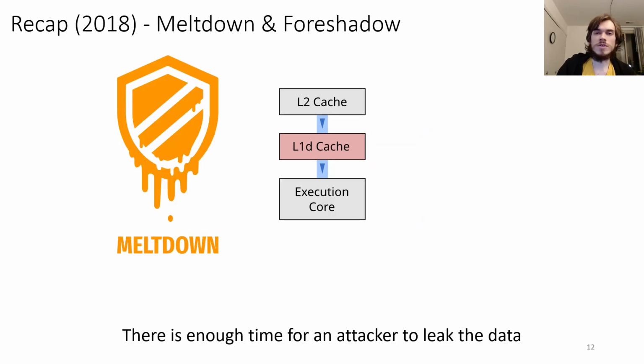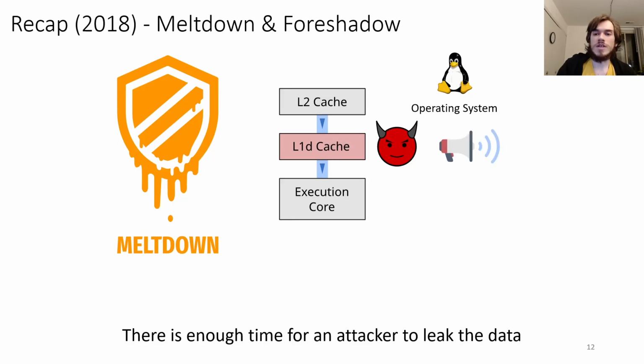What Meltdown shows is that there's actually enough time for an attacker to leak that data. So we have our operating system here, and in this case the operating system has some data stored in the level 1D cache. And now a malicious attacker can simply use a faulty load to actually read that data out of the level 1D cache, and then use a side channel attack to siphon out the data. And this can all happen before the execution core gets to abort the faulty load and actually induce a fault.